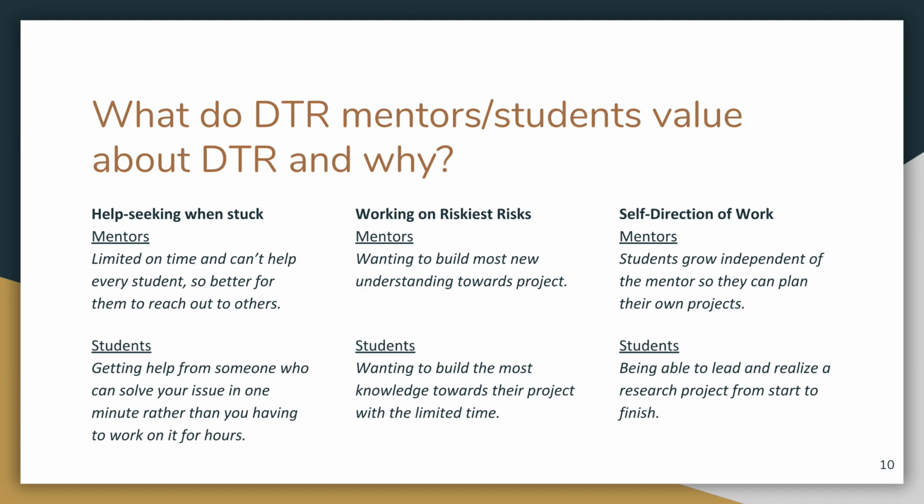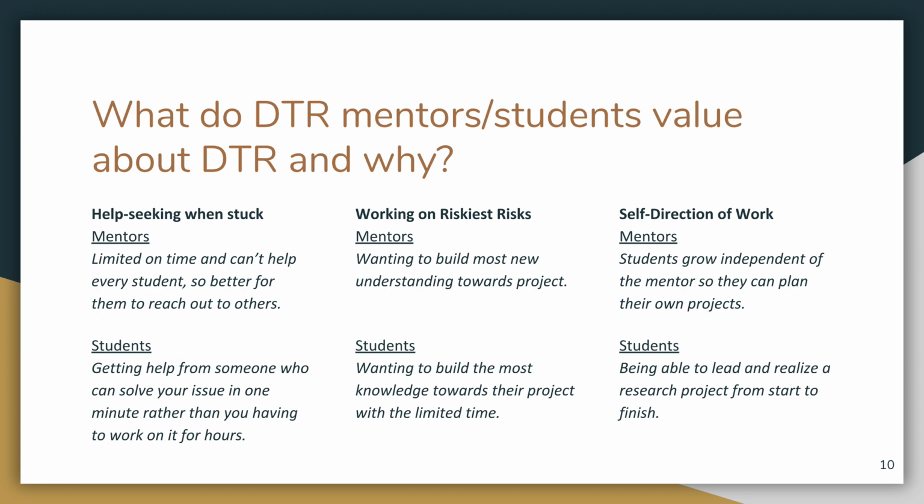So to go into core findings, to start, generally what do students and mentors value in DTR and why? There were generally 3 things that were surfaced in our interviews. The first was getting help when stuck. From the mentor's perspective, mentors know that they're limited on time and they can't help every student. So they feel that it's better for students to be able to reach out and get help when they're stuck so they can continue the progress.